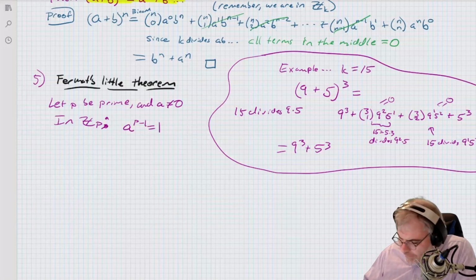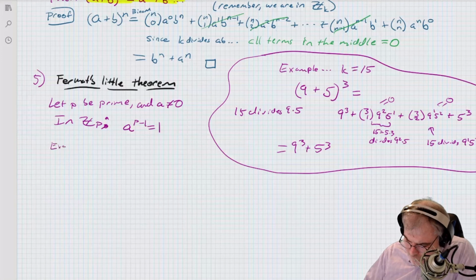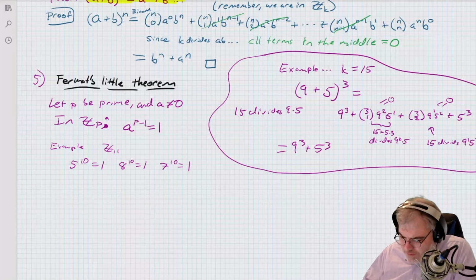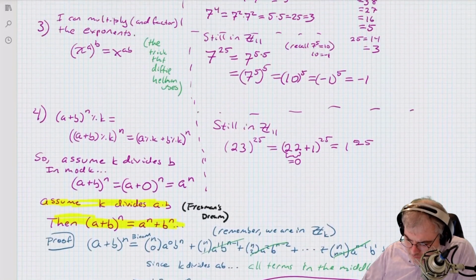So here are examples for Fermat's little theorem. In Z11, 5 to the 10th equals 1. 8 to the 10 equals 1. 7 to the 10 equals 1. That's Fermat's little theorem, and it's extremely helpful when combined with these rules here.